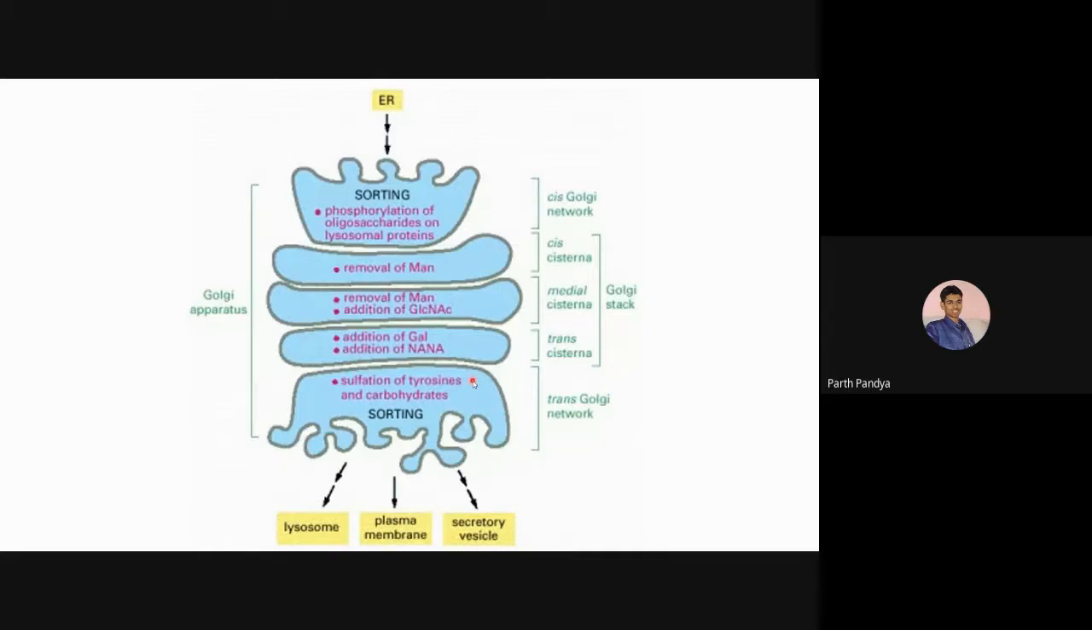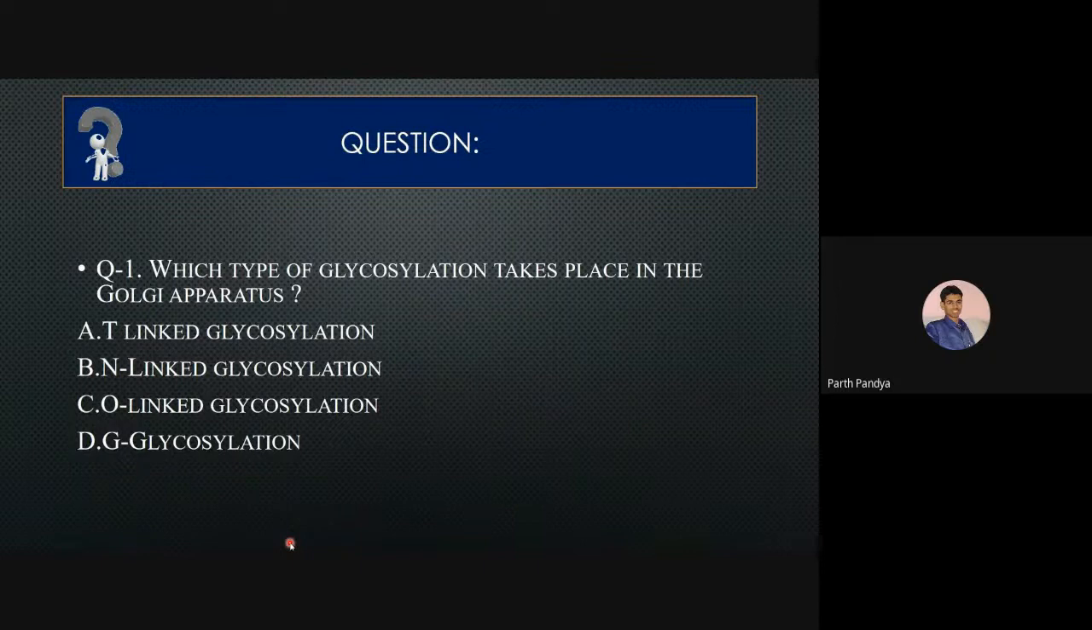From there the protein will be targeted and sorted to the lysosome or plasma membrane or the secretory vesicles. So it's a very simple question. Which type of glycosylation takes place in the Golgi apparatus? I think this was in 2015, where T-link, N-link, O-link, and G-link glycosylation were given as options. I hope you guys know the answer. O-link. Yeah.